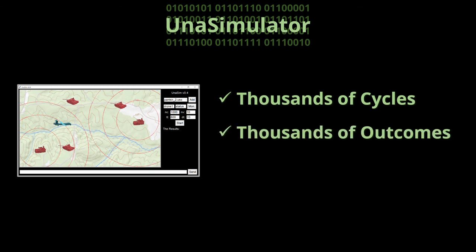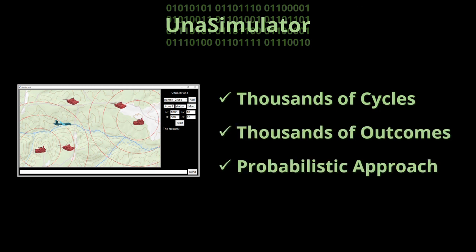So what we get from UnaSimulator or Monte Carlo simulators in general is thousands of cycles, thousands of outcomes, and their probabilistic analysis. This is the main advantage of UnaSimulator, because it gives you not a single result, but thousands of results and their probabilities. You can even add such probabilities in the behaviors of the systems in the simulator. We will get to that when we run more practical scenarios in the upcoming videos.